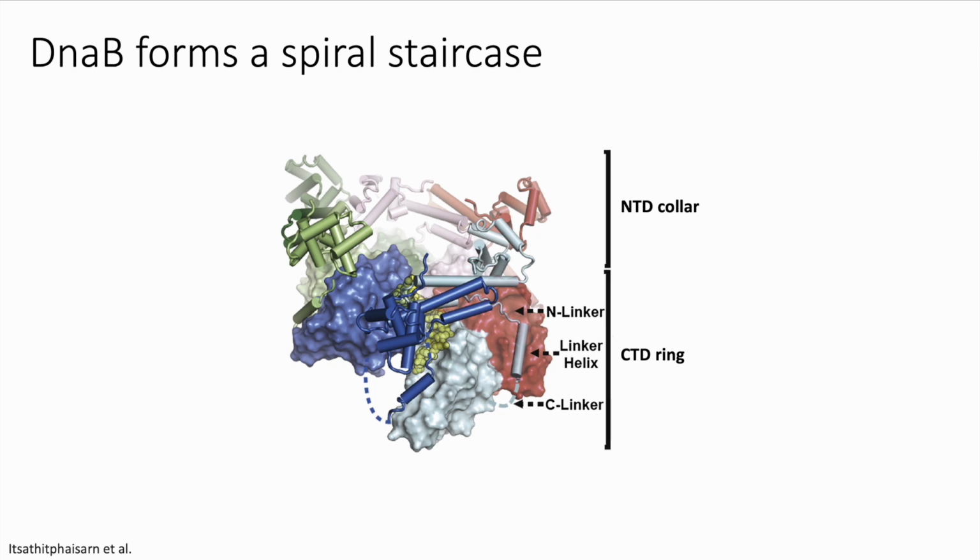Overall, DnaB forms a ring-like spiral staircase around single-stranded DNA. In this form, the CTD ring can be viewed as a 6-step staircase, while the NTD collar forms a 3-step staircase since it's a trimer of dimers.